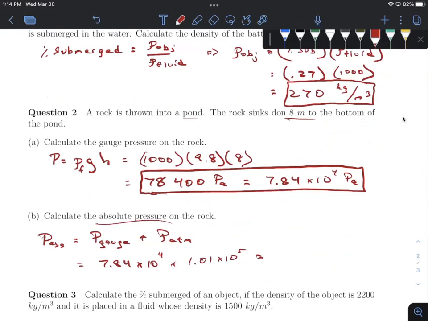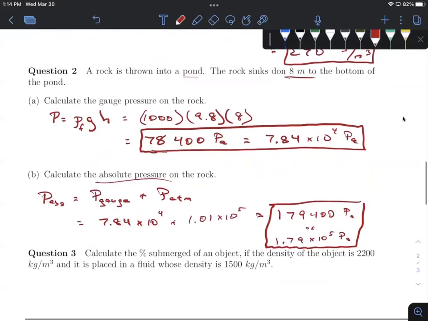And so there we go. That's what I want to add, 1.01 times 10 to the 5th plus 7.84 times 10 to the 4th. And I get 179,400 or 1.79 times 10 to the 5th pascals. Again, this absolute pressure should be something more than the atmospheric pressure, should be bigger, because you're also adding in the fact that you're under the water. So you have the atmospheric pressure plus some extra bit, and that's indeed what we find here.